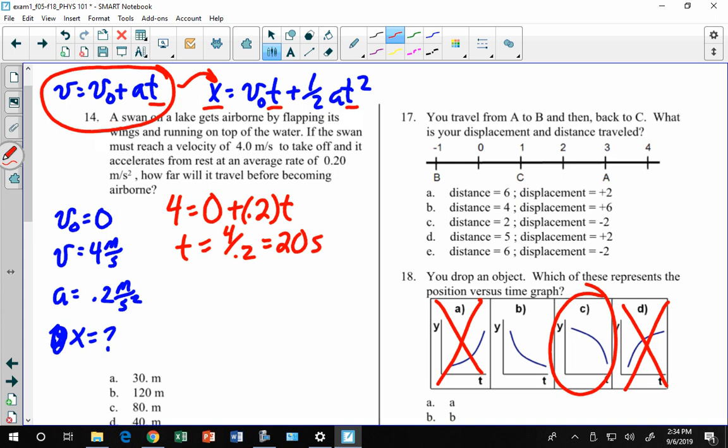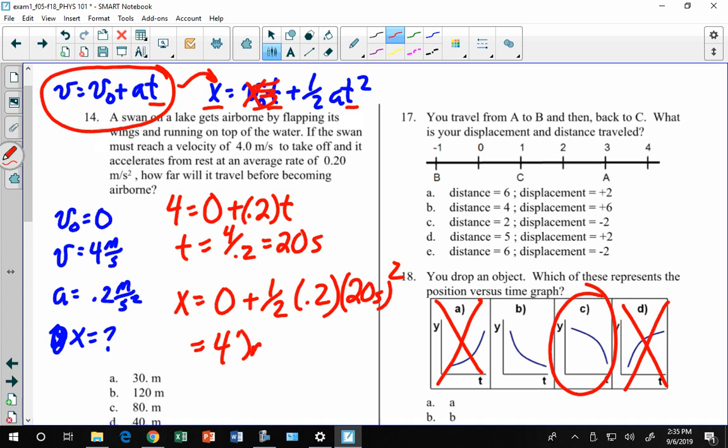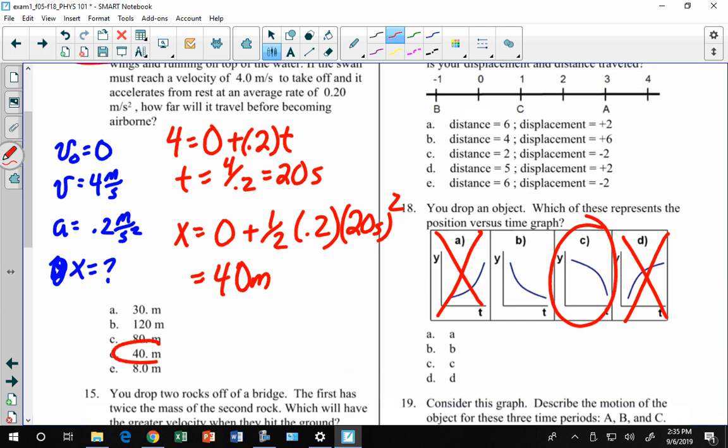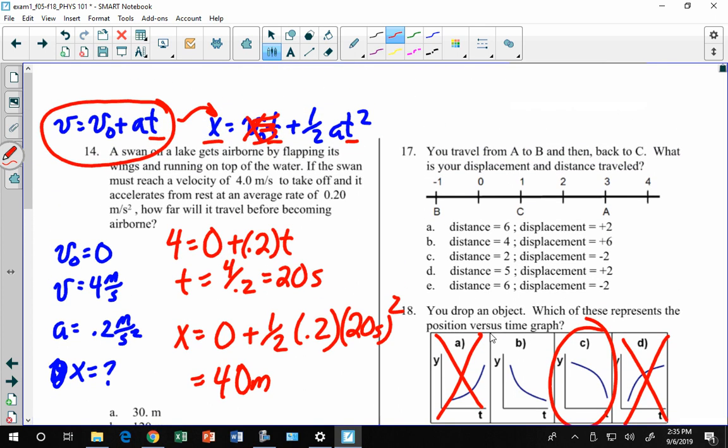But then I really want to know how far it goes. So I say X is equal to 0, because V naught was equal to 0, so this whole term just goes away, plus 1/2 of 0.2 times the time, which is 20 seconds squared. So that's 0.1 times 400, or 40 meters. Okay? That's fair game for the exam.